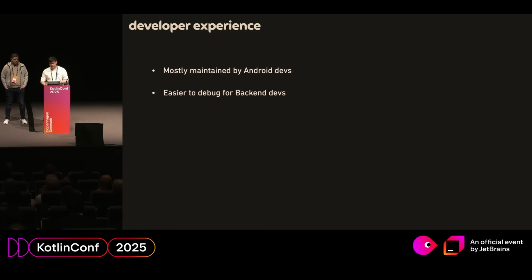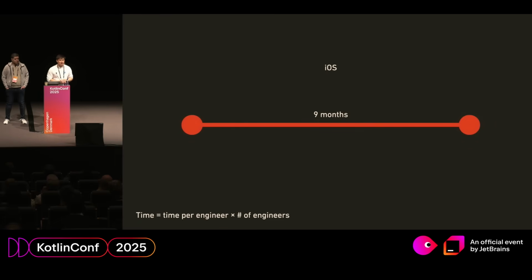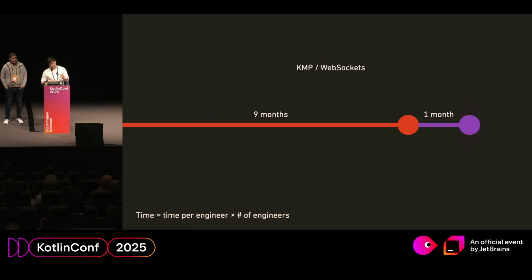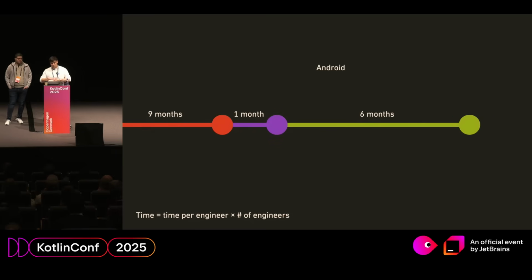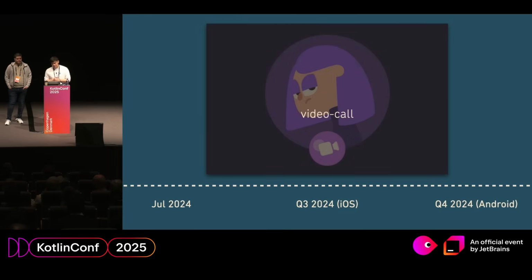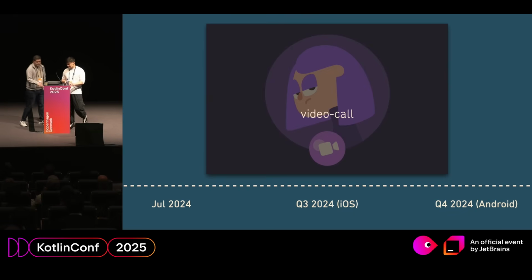Back to the timeline for this, the iOS native implementation of Video Call took 9 months. We managed to get WebSockets on KMP within 1 month, and then the Android port took 6 engineering months after that. So after we finished up Video Call, our engineers started looking at using KMP for some of our newer courses, and John will talk more about that. Thanks, Johnny.